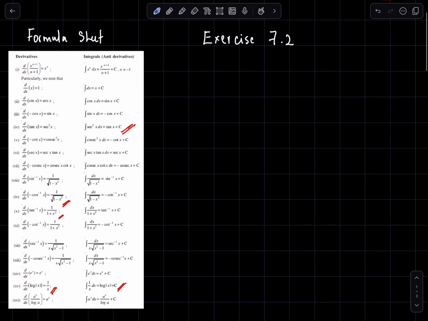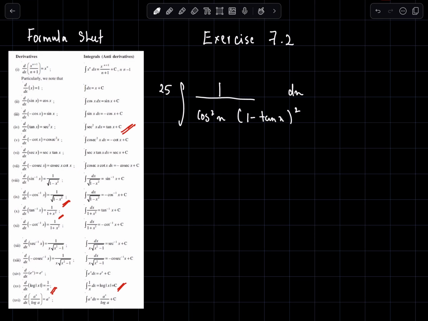So let's solve these questions. Question number 25. Let's see. We have 1 over cos square x times 1 minus tan x the whole square, and we have to integrate this with respect to dx.